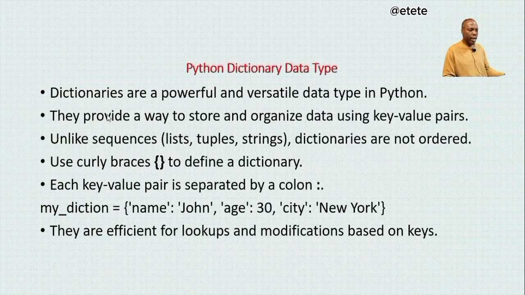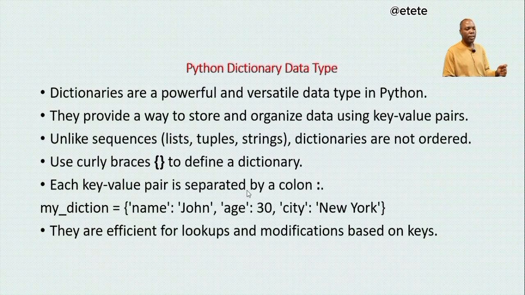Python dictionary data type. Dictionaries are a powerful and versatile data type in Python. They provide a way to store and organize data using key value pairs. Unlike sequences, which are lists, tuples, strings, dictionaries are not ordered. Use curly braces to define a dictionary, and you notice that curly braces are also what we use for set, but you are going to see the difference between the dictionary data type and set.